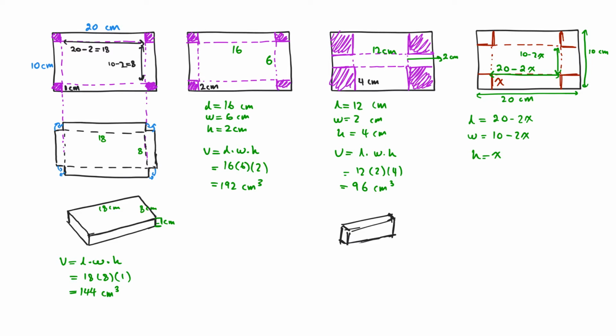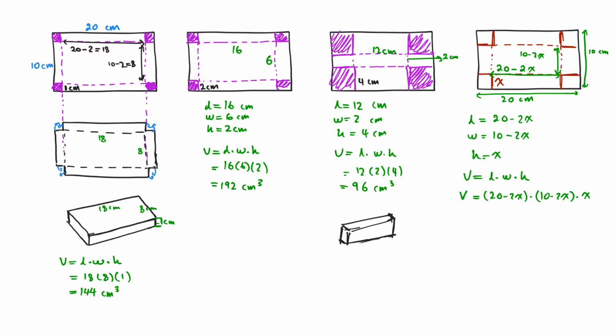So my volume in this case is equal to length times width times height, and my length is 20 minus 2x, my width is 10 minus 2x, and my height is x. And this is my volume over here. So my volume is 20 minus 2x multiplied by 10 minus 2x multiplied by x.